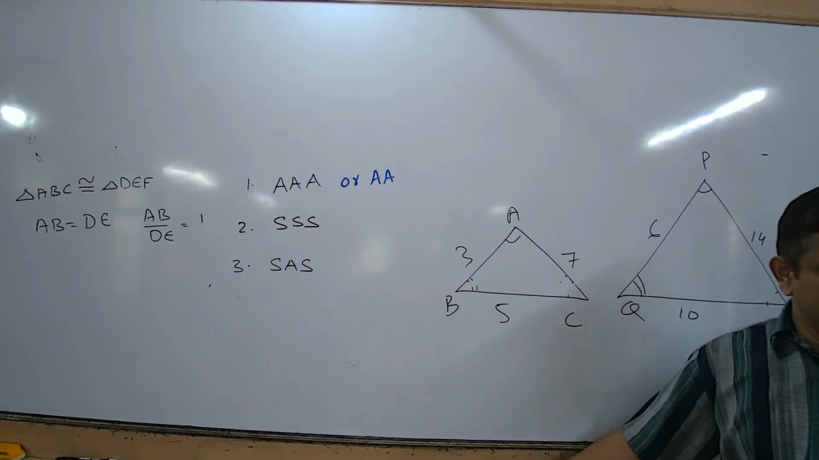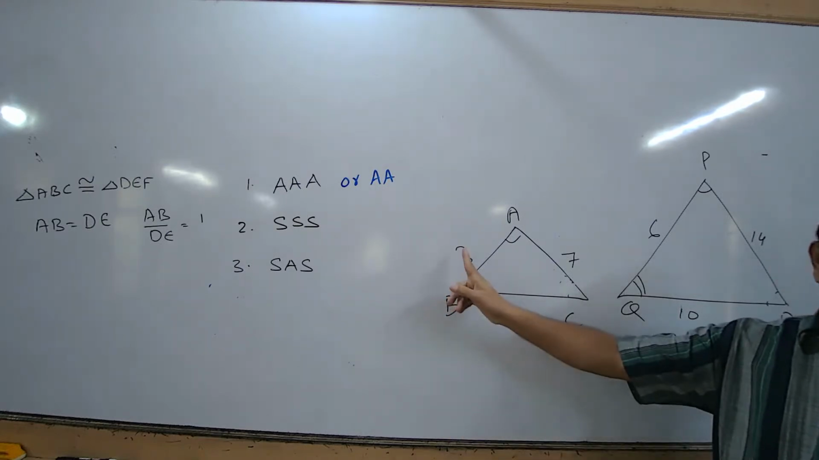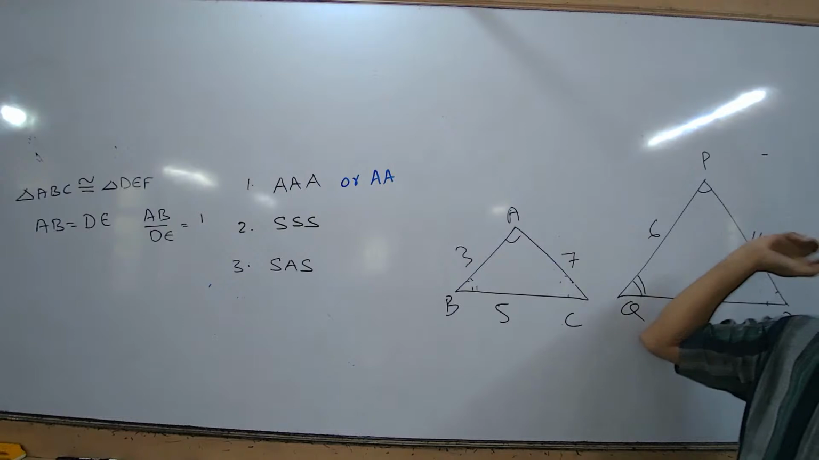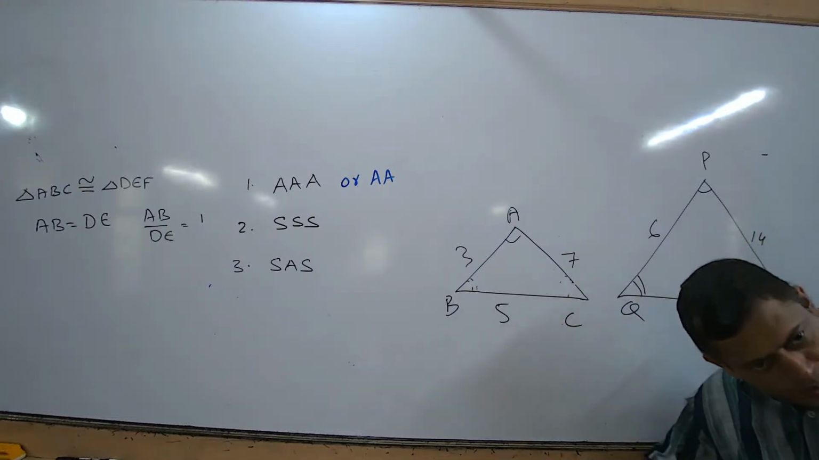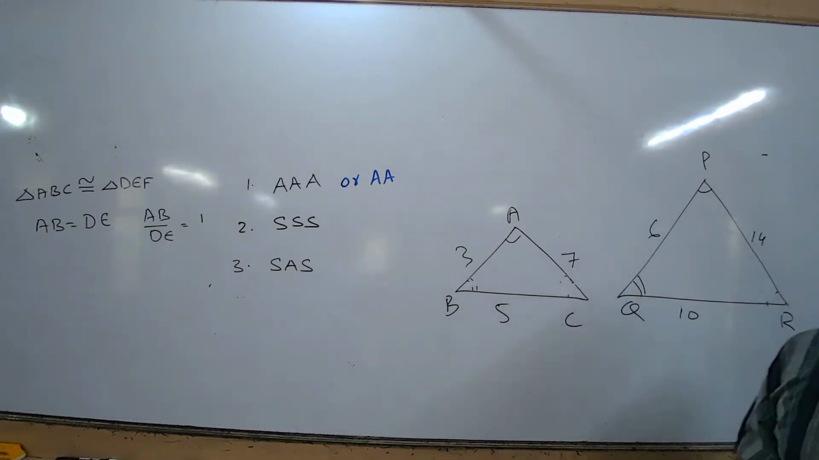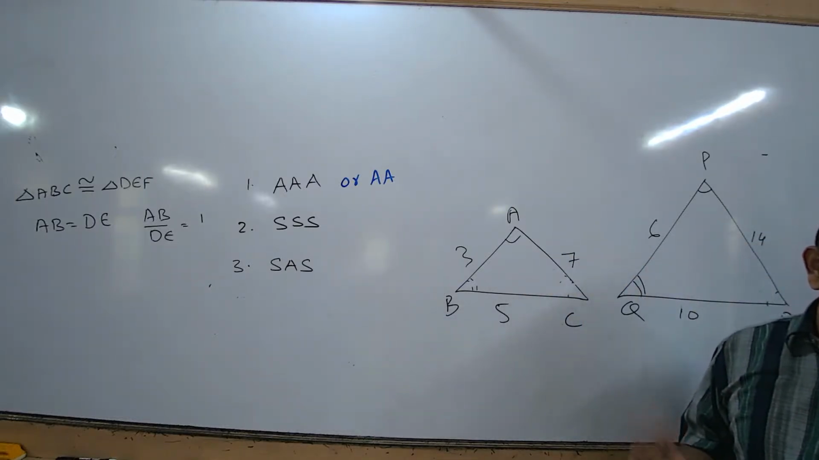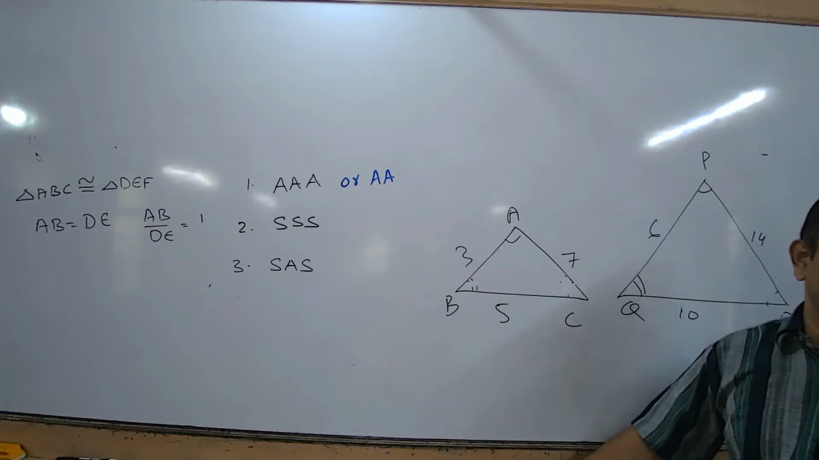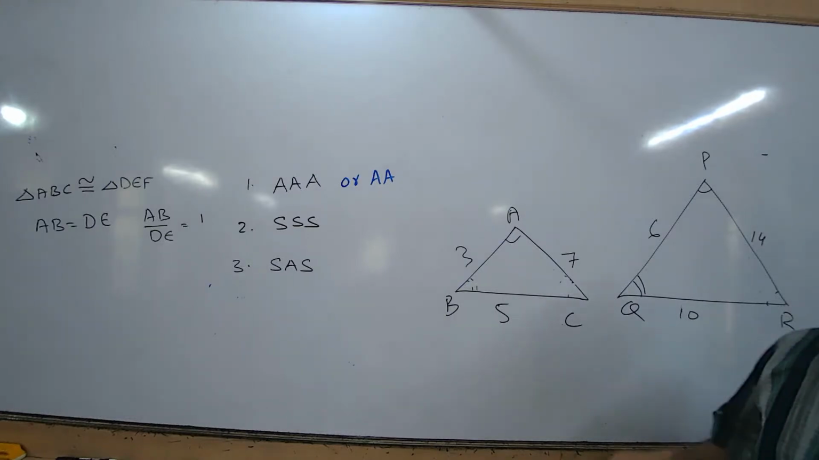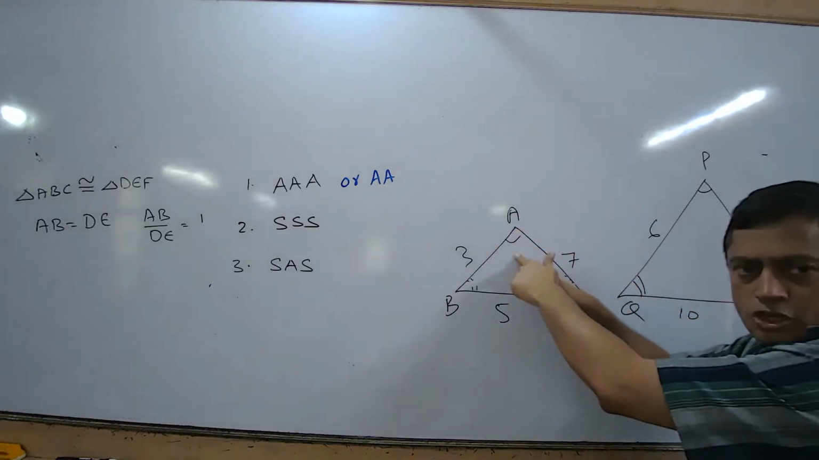There is no SSA. Look now. AB upon PQ is equal to AC upon PR. So two pairs of sides are proportional. And which is the included angle? Angle A is equal to angle P. Understood or not? Then these two triangles are similar by which similarity? SAS similarity. Don't think that since I said two sides, SSA will come. No. SAS means two sides and the included angle.